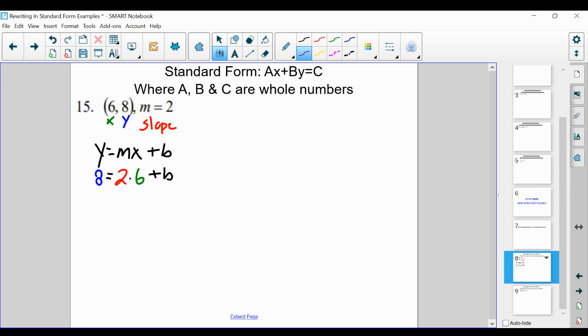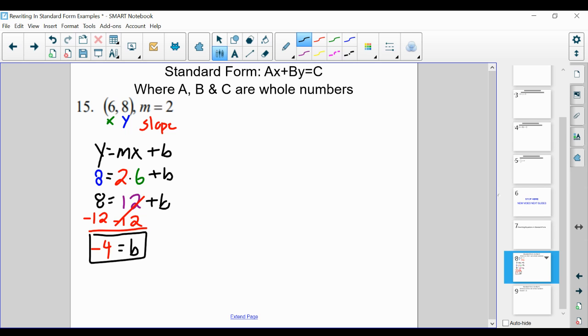Well, we can do 2 times 6, and that gives us 12. So we have 8 is equal to 12 plus b. We drop everything else down. And now we want to isolate that b term. So in order for us to do that, we have to subtract the term we do not want. We do not want the 12. So we have 8 minus 12. 8 minus 12 is negative 4. Therefore, our b value is negative 4.